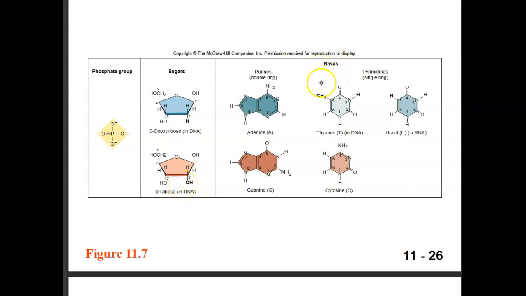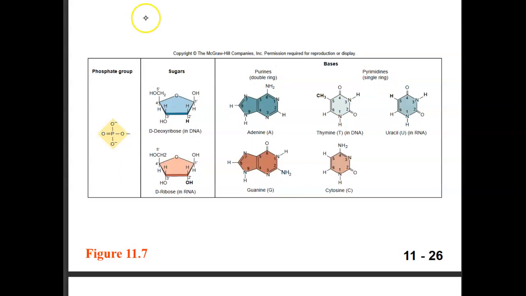Now, let's go to the bases. The bases occur as either single or double rings, okay? The double rings are called purines. Now, it's kind of weird because I would think that a purine would be a single ring, but we're going to call those pyrimidines. Adenine and guanine are your purines. Thymine, cytosine, and uracil, which only occurs in RNA, are pyrimidines. And try to remember, what carbon do the bases attach to? The 1' carbon, all right?